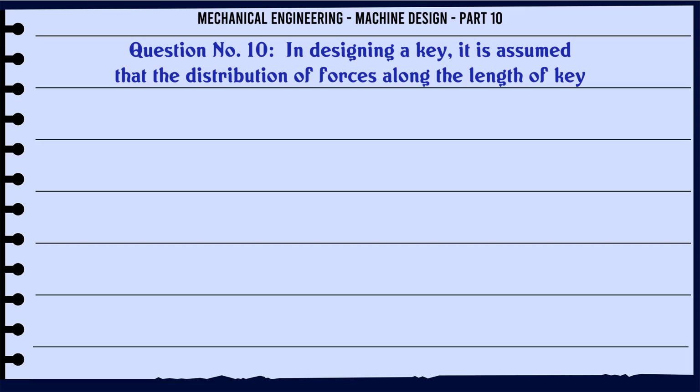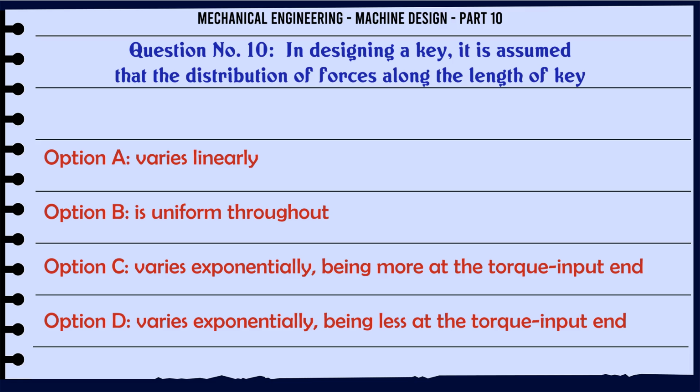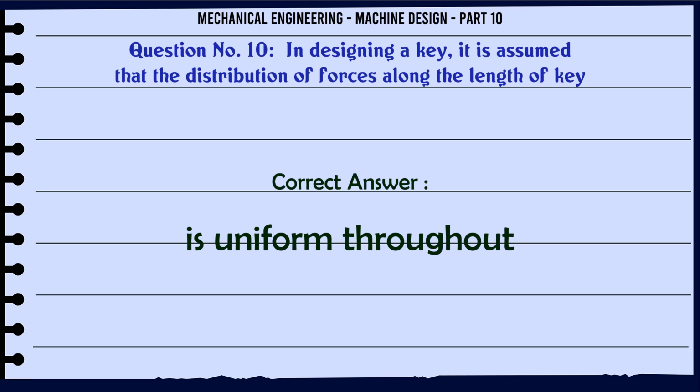In designing a key, it is assumed that the distribution of forces along the length of key A. varies linearly. B. is uniform throughout. C. varies exponentially, being more at the torque input end. D. varies exponentially, being less at the torque input end. The correct answer is uniform throughout.